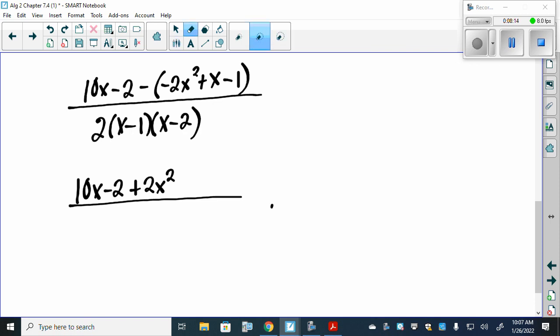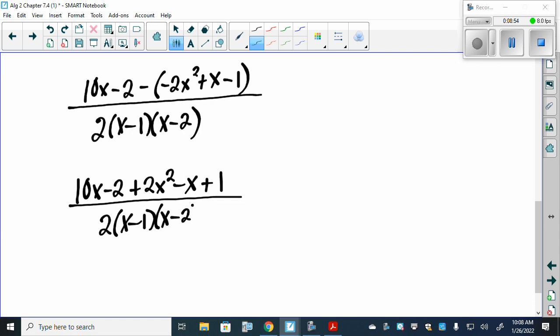So really we have plus 2x squared. And if we're not careful, and if y'all are working through these and rushing through these, I've seen it happen a lot, is next y'all will write plus x minus 1. Because we need to distribute that negative not just to the 2x squared, but also to the x and 1. So we wouldn't have positive x anymore, we have negative x, because we're subtracting positive x, which is going to make it look like negative x. And if we subtract negative 1, the negative and negative again would make a positive. And this here is going to be over 2 times x minus 1 times x minus 2.